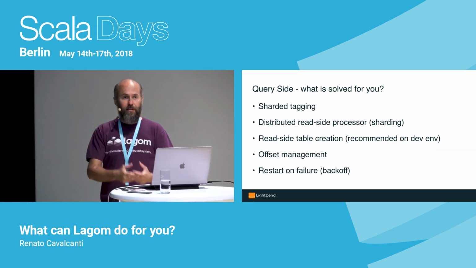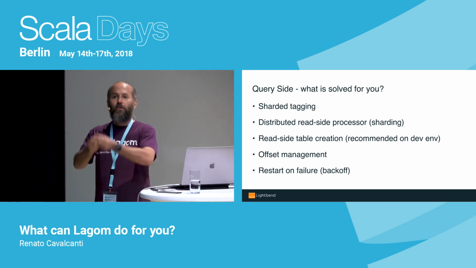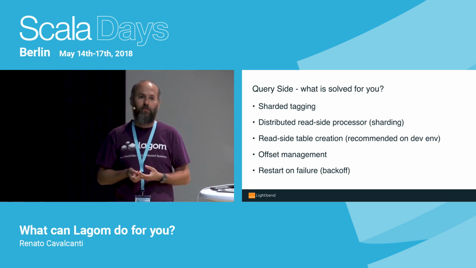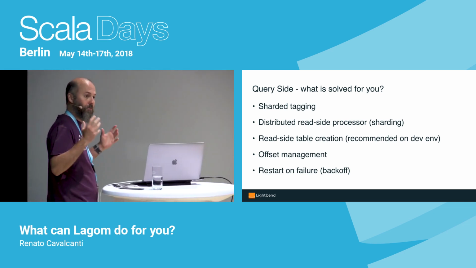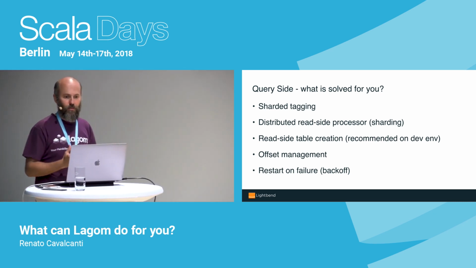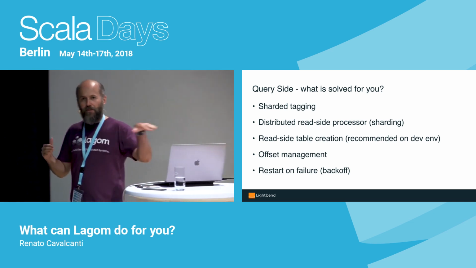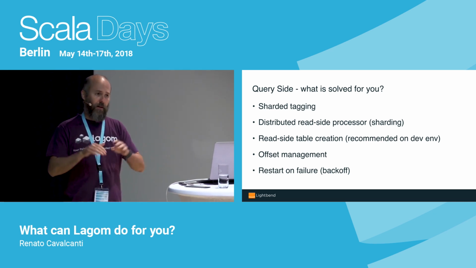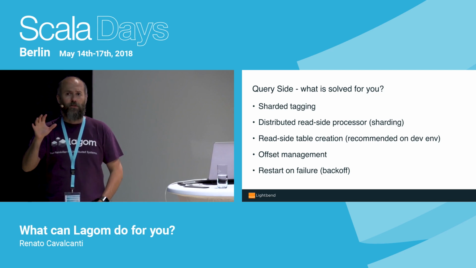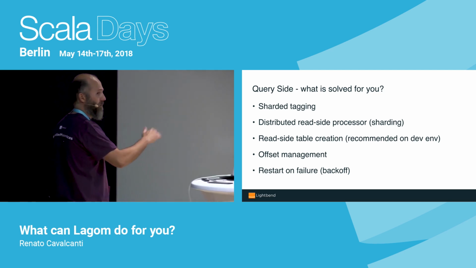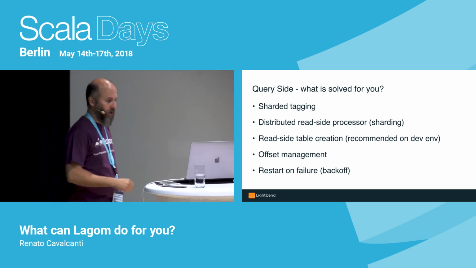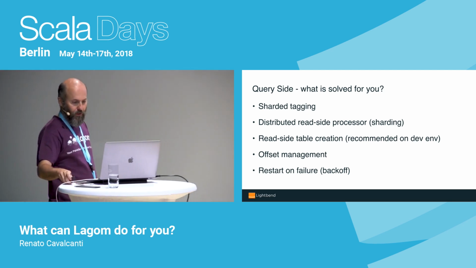If it crashes, next time I restart it, I will take an offset that you have never seen before, or you have seen but your transaction failed. So the offset is managed in the same transaction, and that's a good thing. And you have this kind of backoff supervisor for streaming. It's called RestartSource. It's the same principle of a backoff supervisor, and when it fails, it restarts after some time. So that's all there for you.